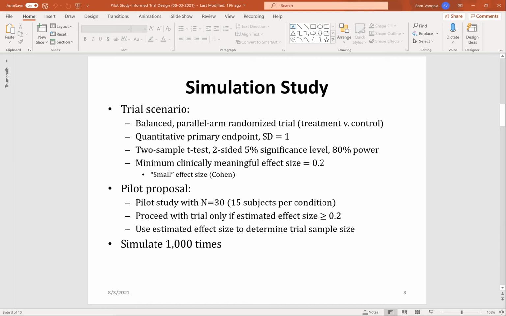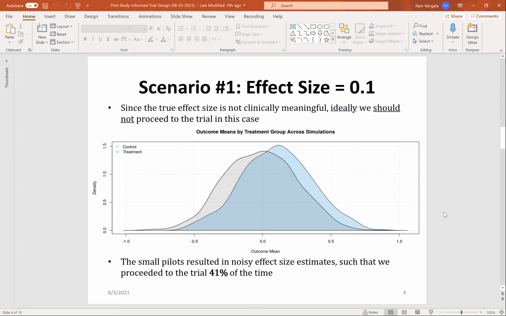So I'm going to sort of illustrate this with two scenarios. In the first scenario, the true effect size here is 0.1. So 0.1 is 50% smaller than what we think of as a meaningful effect. Okay, so in this scenario, the true effect size is not clinically meaningful, right? It's less than 0.2. And so in an ideal world, if we knew this, we wouldn't bother running the trial because this is just not a very interesting treatment effect.